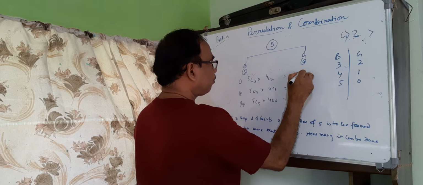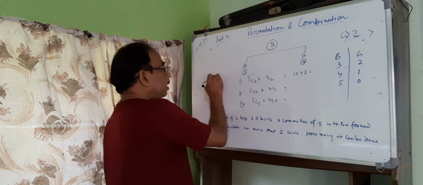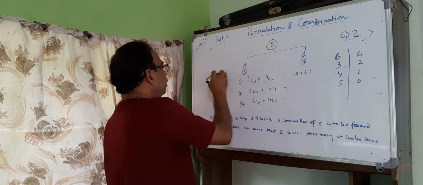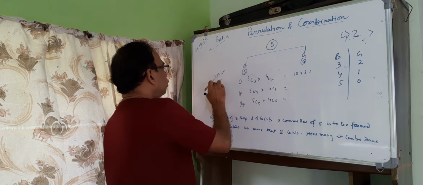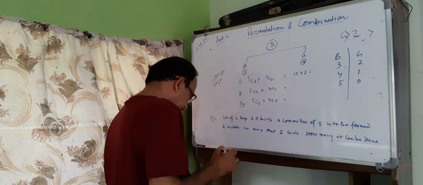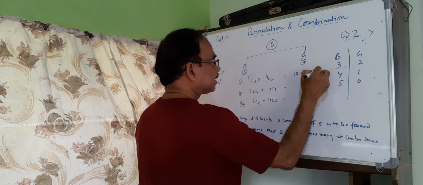5C3 is 10, 4C2 is 6. That is 4C2, factorial 4 by factorial 2 into factorial 2. 4 into 3 into factorial 2, 2 cancel. That is 6 ways. That is 10 into 6, that is 60 total number of ways.